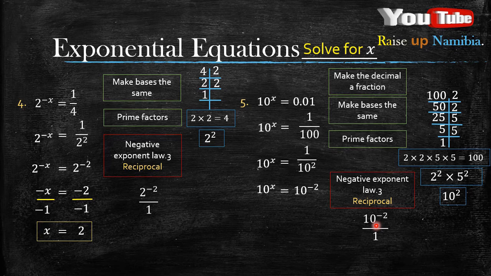Now from here, what do we do? The bases are the same, which means our exponents are equal. So x equals negative 2. And that's your final answer. Okay?